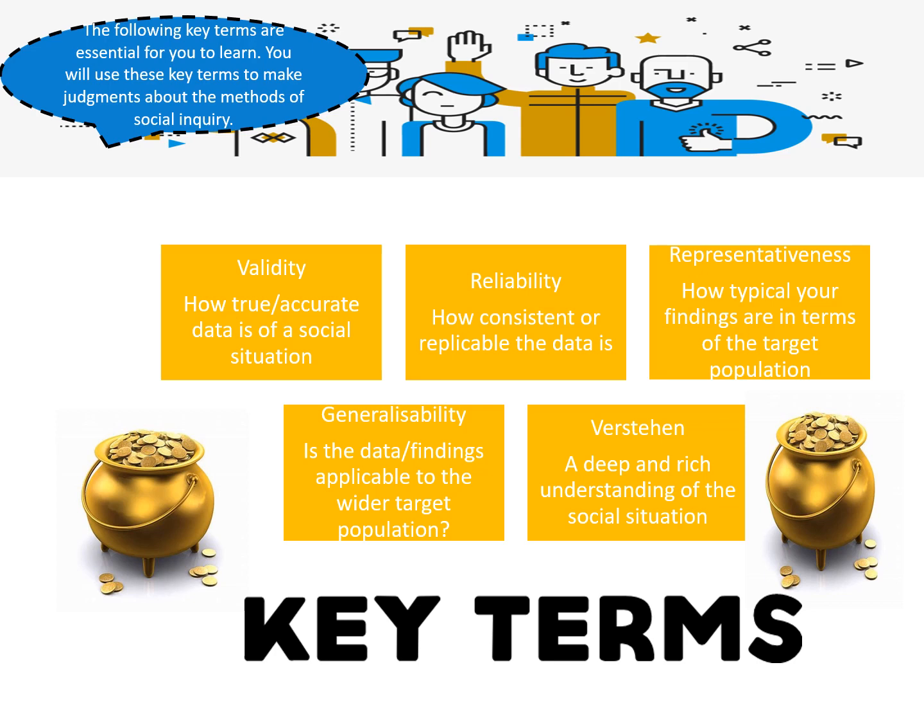But the main ones are validity. So really, we're talking about what are sociologists looking for in their data? Why are they going about doing research? Well, some of them really want validity. So they really want a true or accurate picture of the social situation.